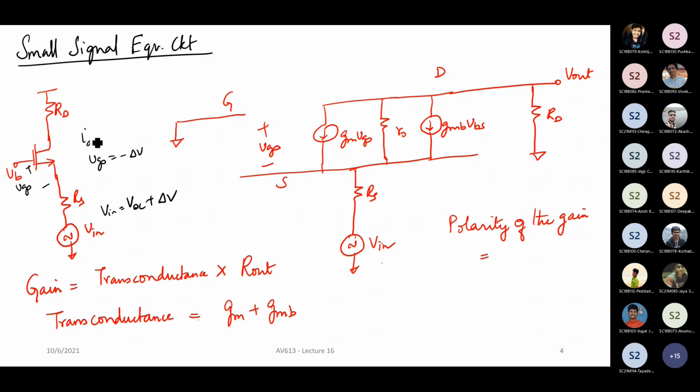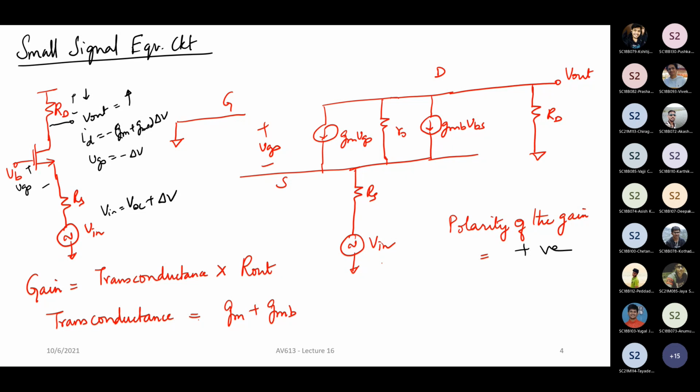Because of that, what happens to your small signal ID? It is going to be, let's say, GM plus GMB times minus delta V, because now the current is going to reduce. Now, because the current is reducing, the voltage across RD is also going to reduce, which means V out is going to increase. So when your input increases, ultimately your V out is increasing, which means that it has a positive gain. Unlike a common source amplifier where you have a negative gain, here you have a positive gain.